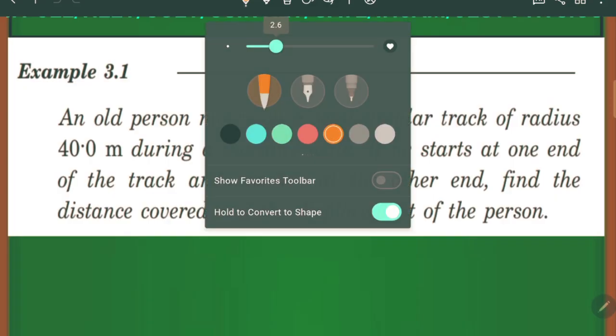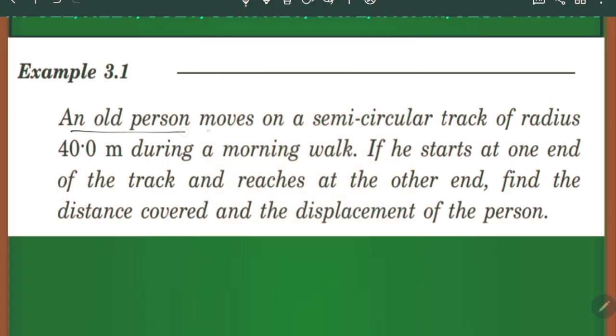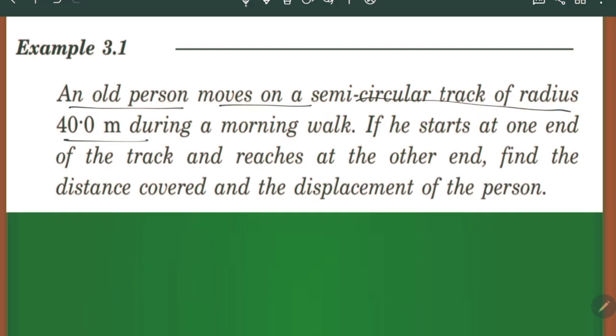Okay. An old person moves on a semicircular track of radius 40 meters during a morning walk. If he starts at one end of the track and reaches the other end, find the distance covered and the displacement of the person.